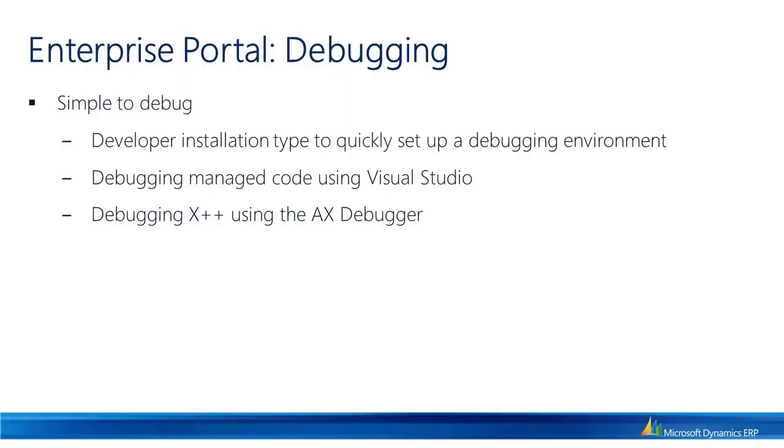In this video, we saw how Enterprise Portal simplifies debugging by providing a developer installation type. This automatically enables the settings required for debugging. If you want to debug on a different installation type, we saw the configuration steps required. And finally, we saw how you can get a rich debugging experience in Enterprise Portal for both managed and X++ code.